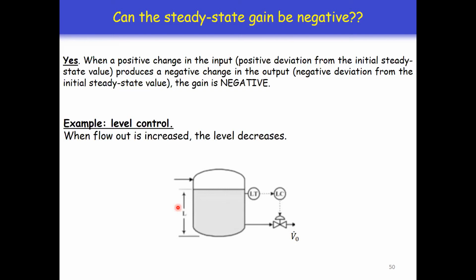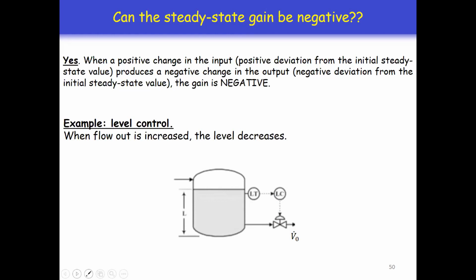So in this situation, the outlet flow rate VO dot is an input or an output? It is an input, because it's controlled with a valve, it is a manipulated variable. So if you increase VO dot, if you increase the input, the output, which is the level in the tank, will go down. A positive change in the input will generate a negative change in the output. And so, yes, this is a typical situation where the static gain may be negative.